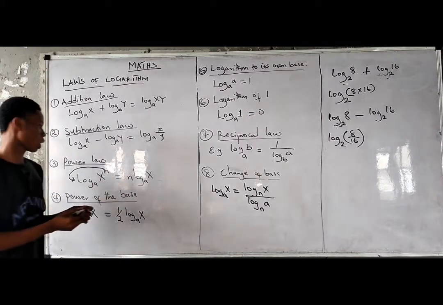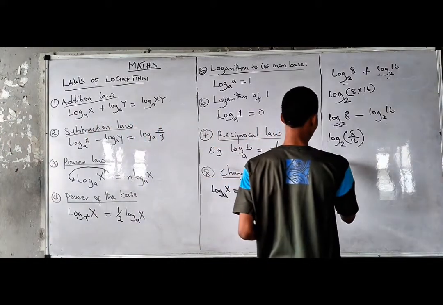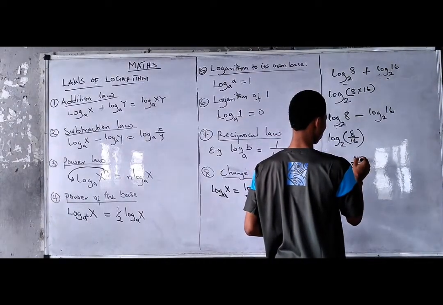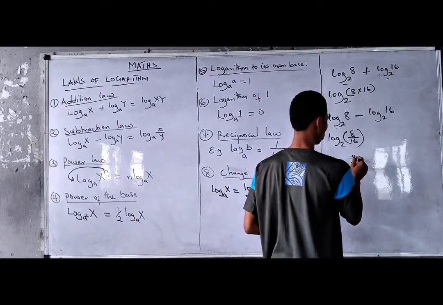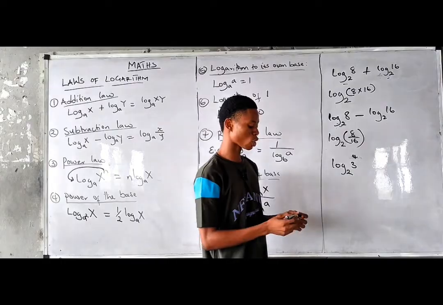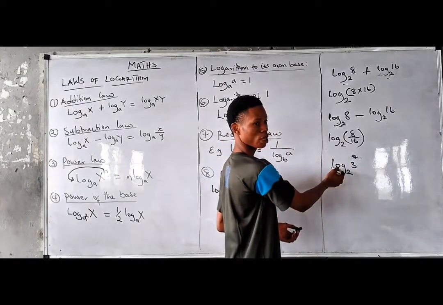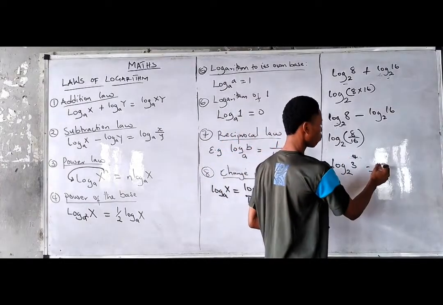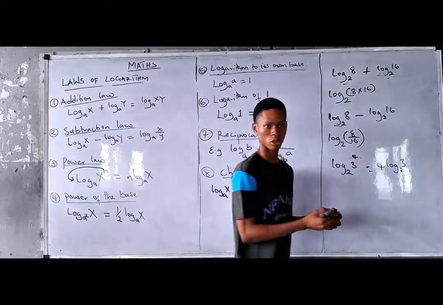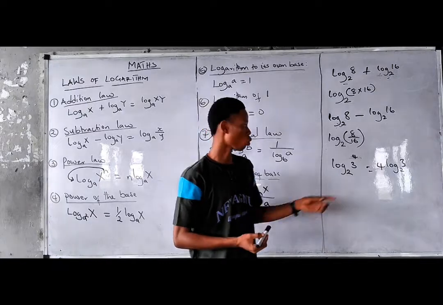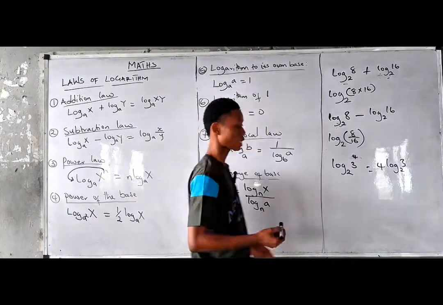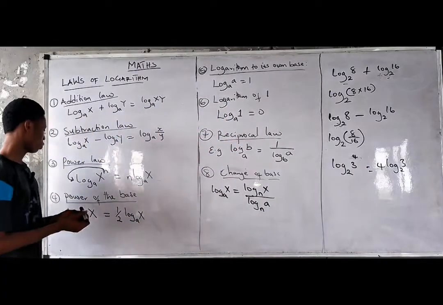For example, this is what I mean. If we have something like log 3 raised to power 4 in base 2, and you're asked to simplify this, all you need to do is check: anytime you see the power, bring it to the side, right? So this will be 4 times log 3 in base 2. Do you get? Once you see power, use it to multiply the rest. We'll take exercises on this, but just understand for now.